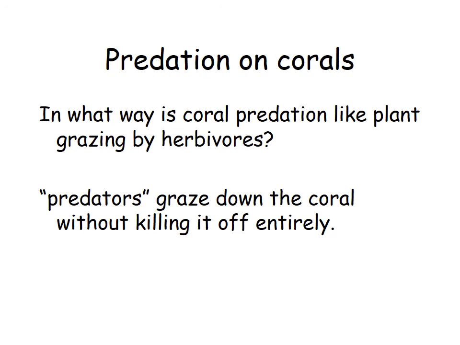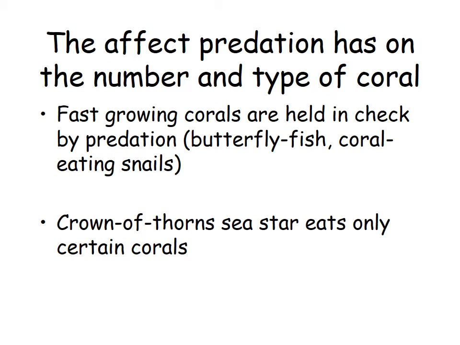Alright, the effect predation has on the number and type of coral. Fast-growing corals are held in check by predation. The butterfly fish and coral-eating snails eat the fast-growing corals very quickly. Then you also have a sea star that only eats certain kinds of corals. And if it comes into contact with a coral it doesn't eat, it's not going to consume it.